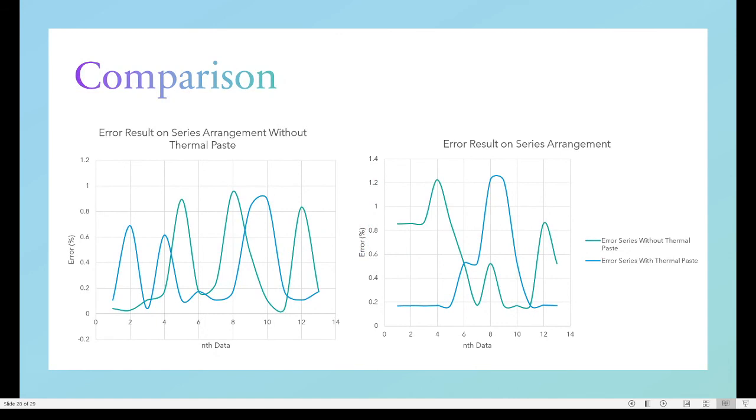By comparing the series and parallel error, it could be seen that having the thermal paste does not reduce much of the error in the parallel arrangement, unlike the series. As can also be seen, using a thermal paste will reduce the error between the theoretical and practical result, albeit not so much in the parallel case.